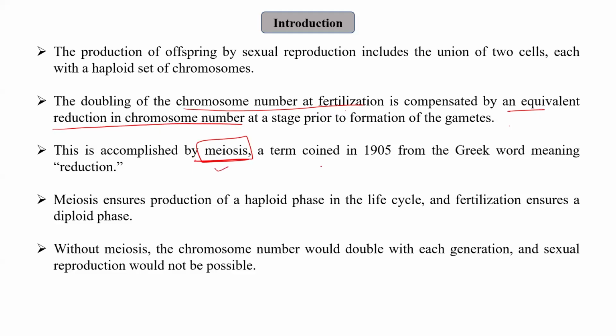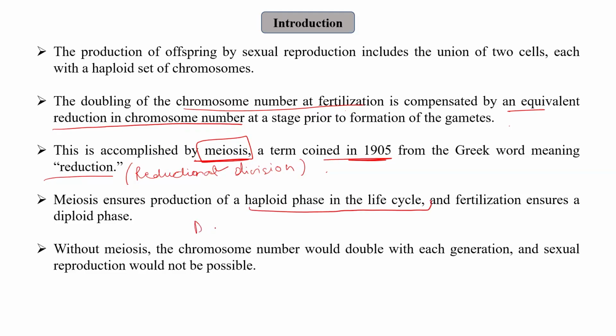The term meiosis was coined in the year 1905, and it originated from a Greek word that means reduction. Therefore, it is also known as reductional division, since it leads to the reduction in the number of chromosomes. Meiosis ensures production of a haploid phase in the life cycle.